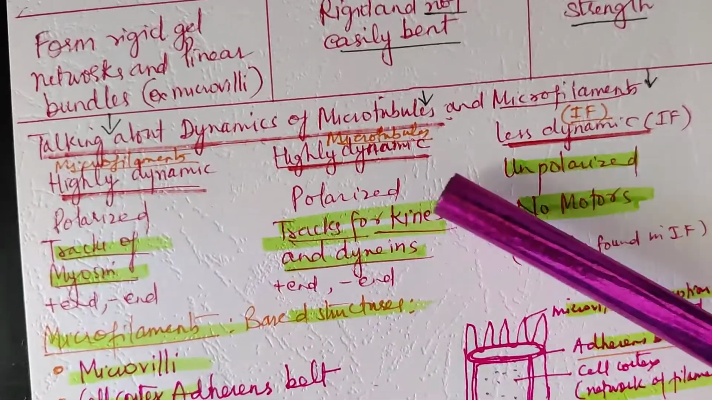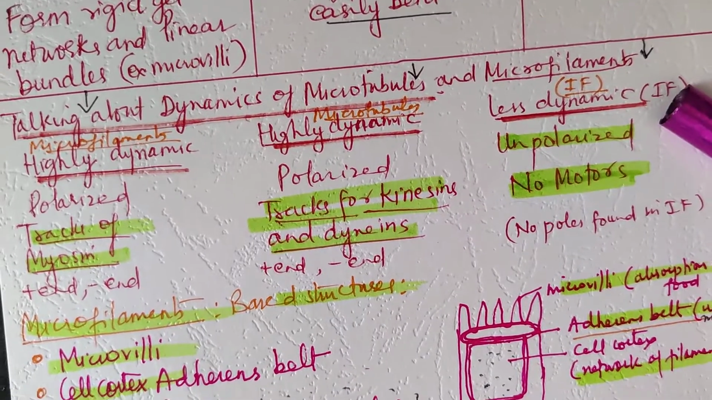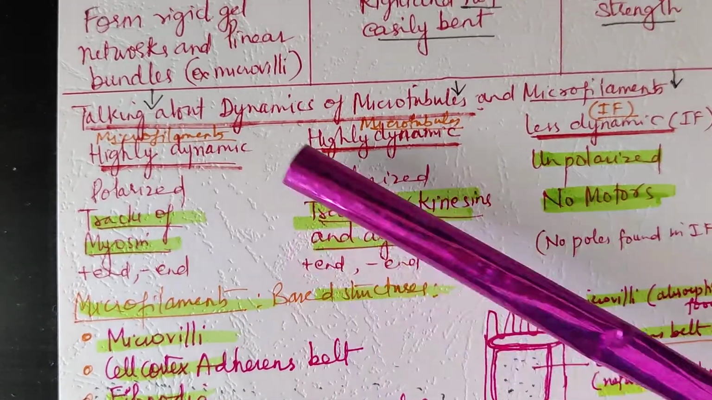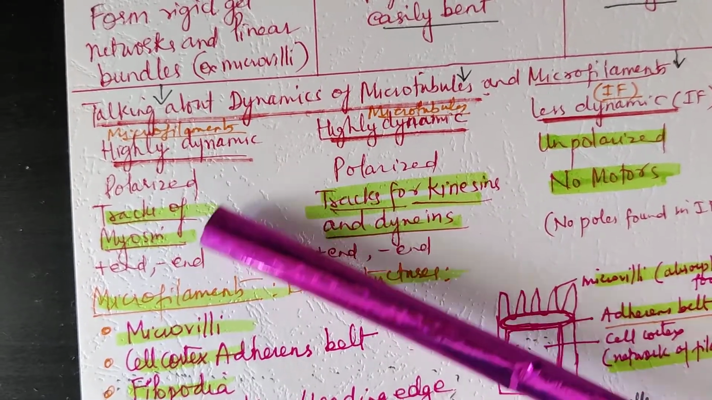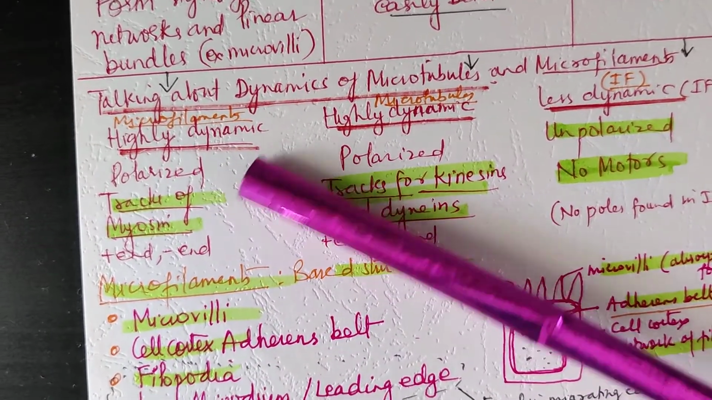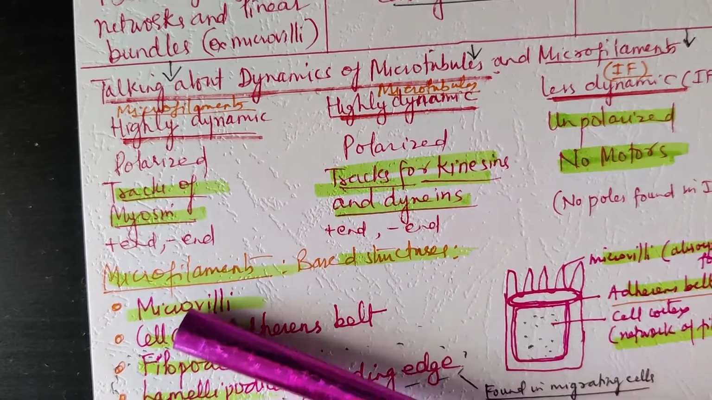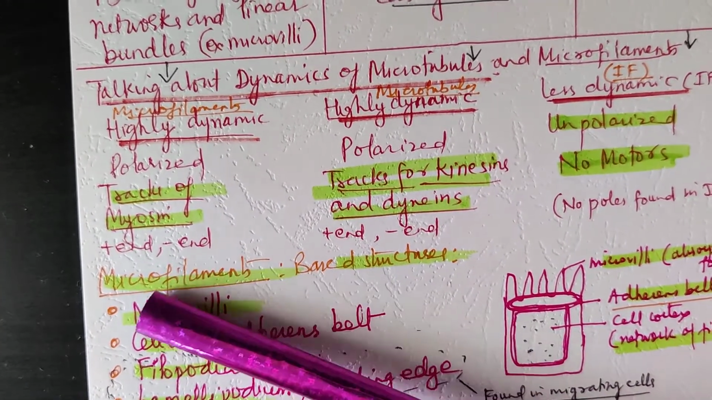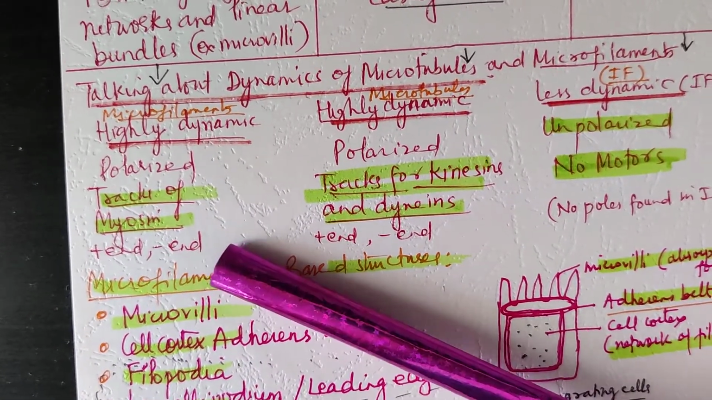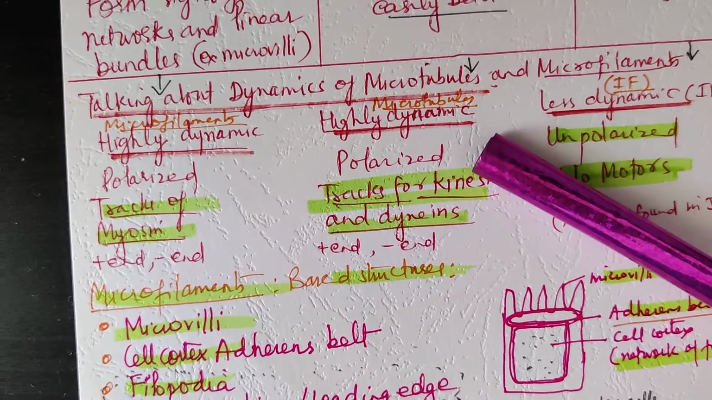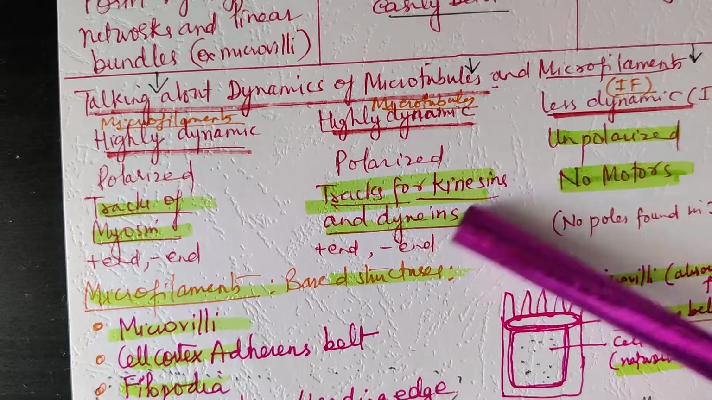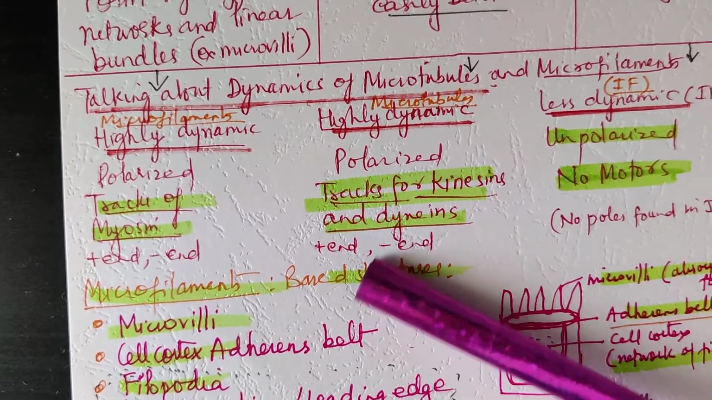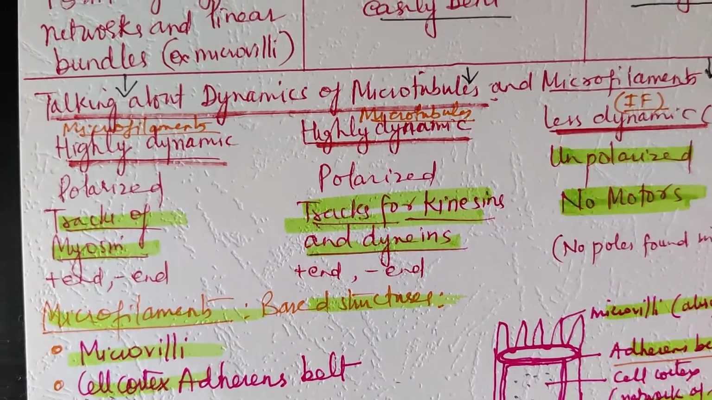Talking about dynamics of microtubules and microfilaments, these arrows are showing the points under this. Microfilaments are highly dynamic and polarized. Tracks of myosins are there in it, and they have two ends, positive end and negative end. Microtubules are also highly dynamic and polarized. Tracks of kinesins and dyneins are there, and they have two ends, plus end and minus end.